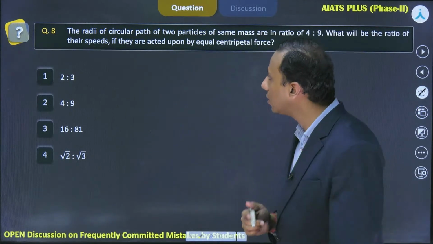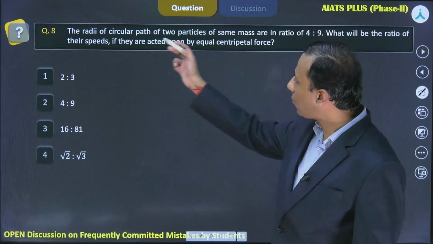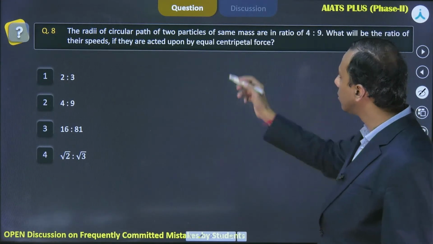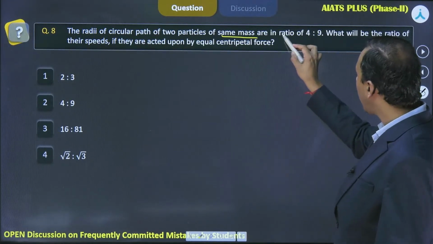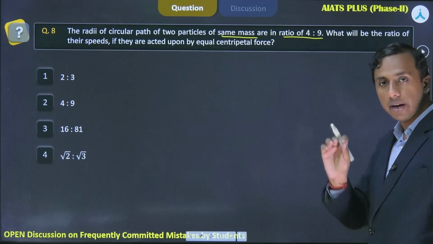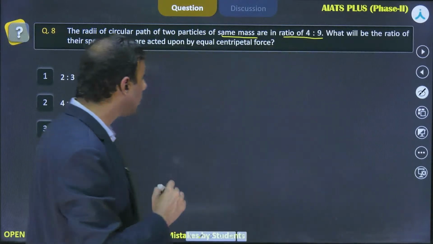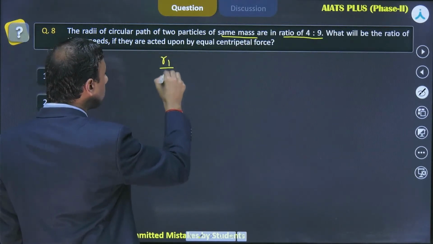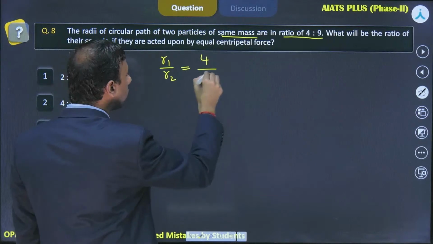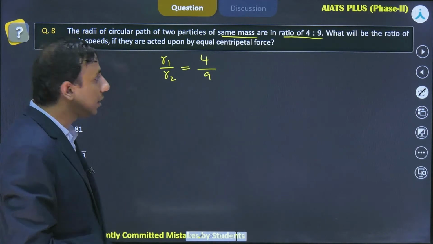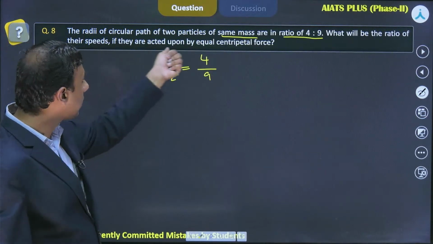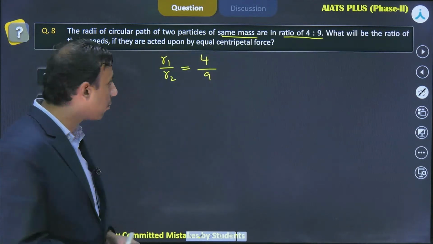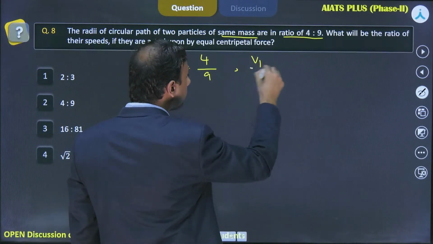So let's do this question. If you see over here, what is given? The radii of circular path of two particles of the same mass are in the ratio 4:9. So mass has been specified to be the same, and the radius ratio is given. R1 by R2 is 4/9. Then what will be the ratio of their speeds if they are acted upon by equal centripetal force? So they are asking the speed ratio.